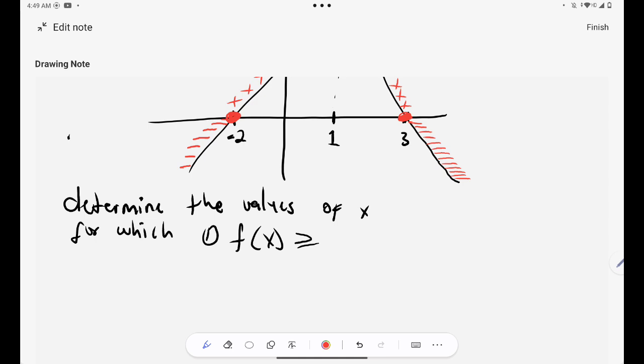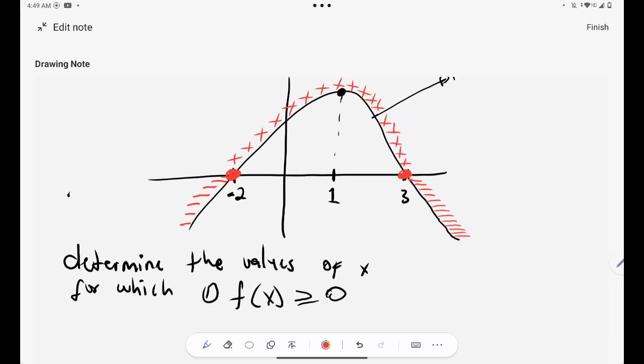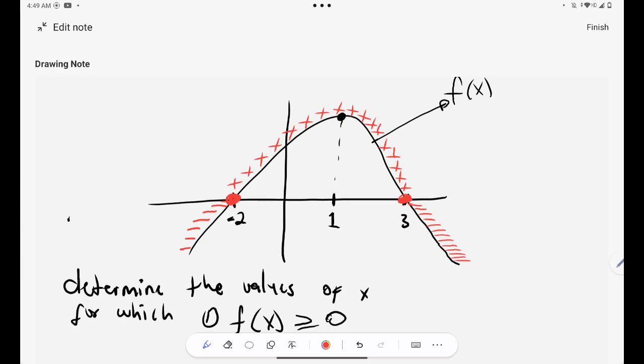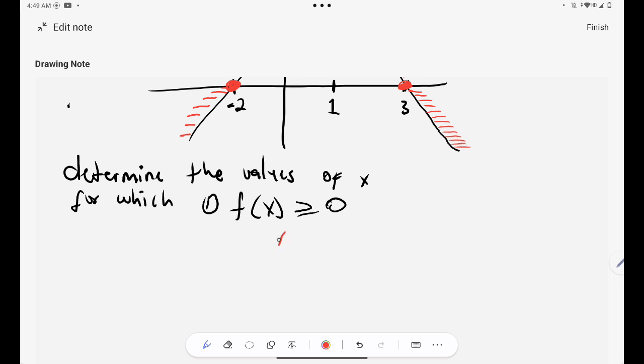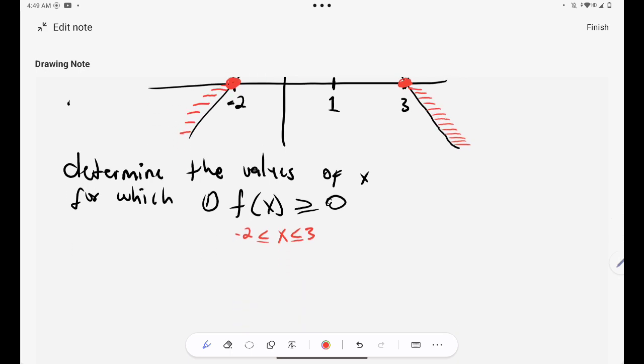or determine the values of x for which the graph of f of x is greater than 0. Right, together. To answer this question, I will check where I see my graph above the x-axis, whenever x is between -2 and 3. Together, from here until there, my graph is above the x-axis.